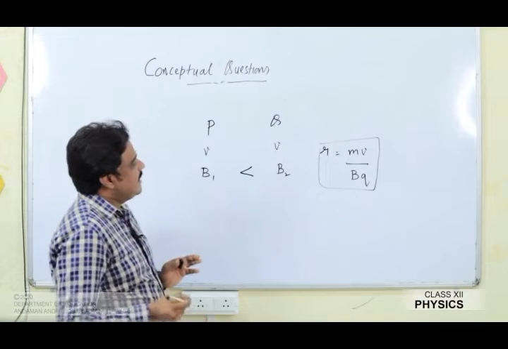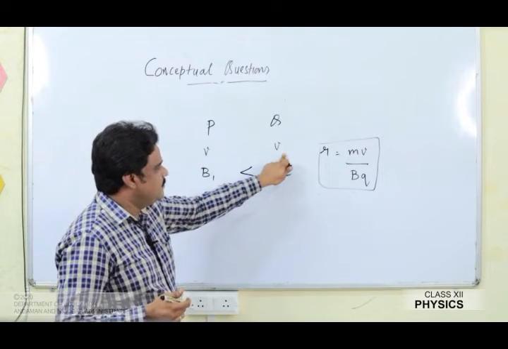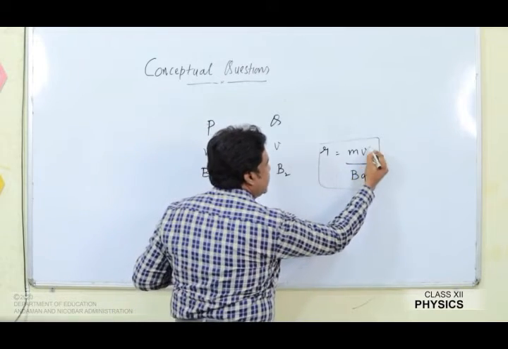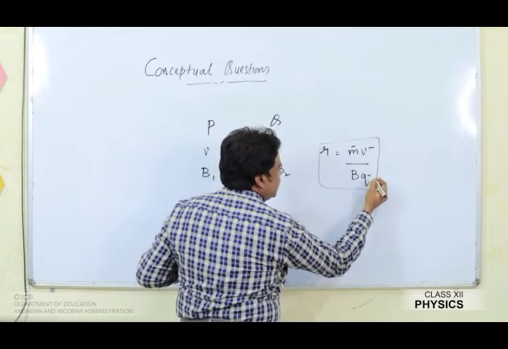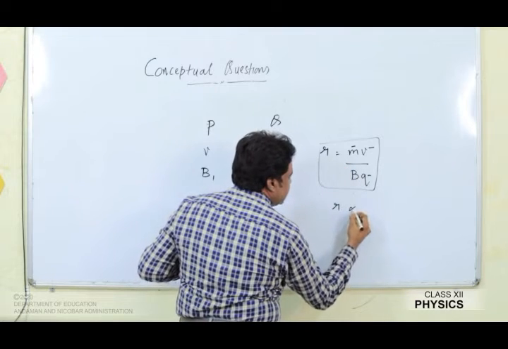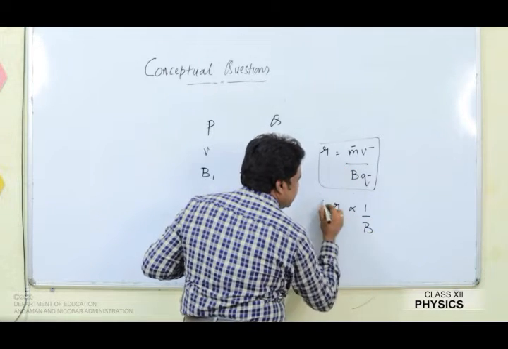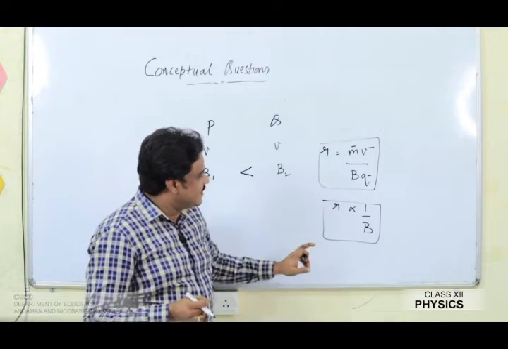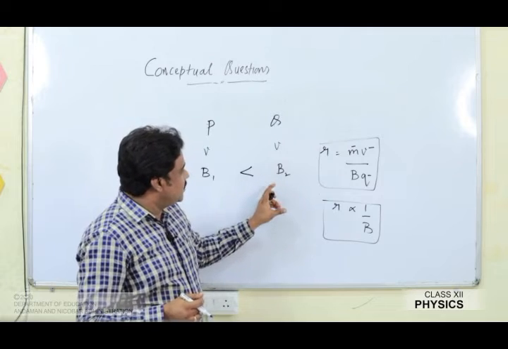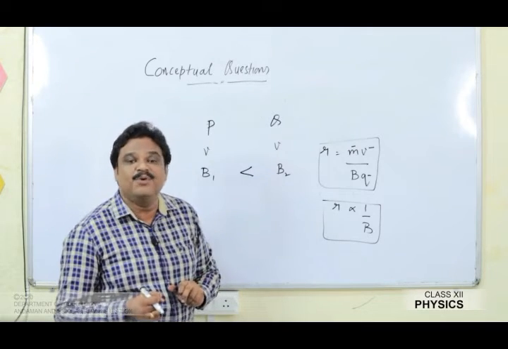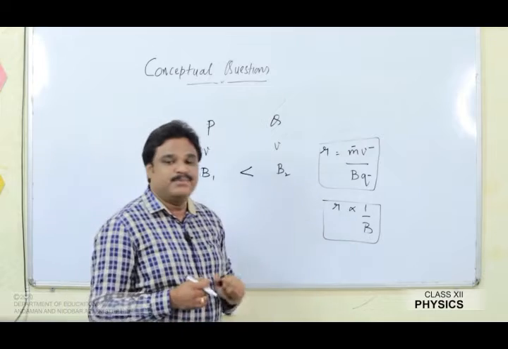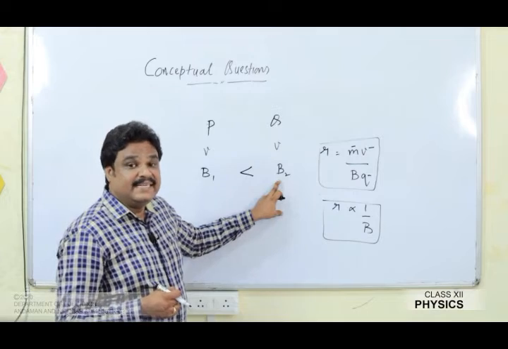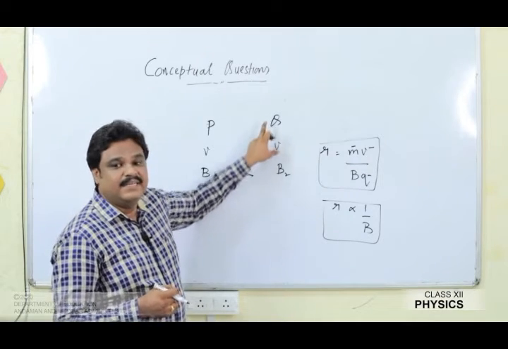Now obviously they are asking the radius. Since v is the same, mass of the proton is the same, and charge is the same, so directly I can write R is inversely proportional to the magnetic field. They are asking for the smaller radius. This means the proton which has the larger magnetic field will have a smaller radius. Since R is inversely proportional to B, the proton that enters the larger value of magnetic field will have a smaller radius.